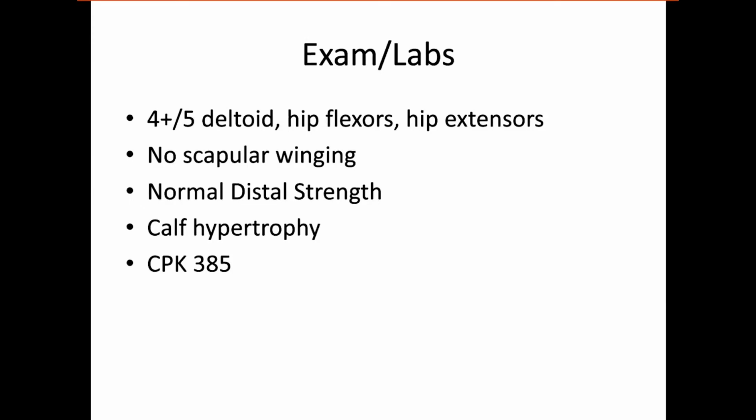So on exam, you do see some abnormalities. So he has proximal muscle weakness. You note he has some scapular winging. His distal strength is normal. There is some calf hypertrophy, and he does have a CPK that is 385. So again, in someone like myself, right, if I checked my CPK and it was 385, it would not be concerning. But in this particular case, right, if he's having weakness, then this is obviously sort of a concerning finding.